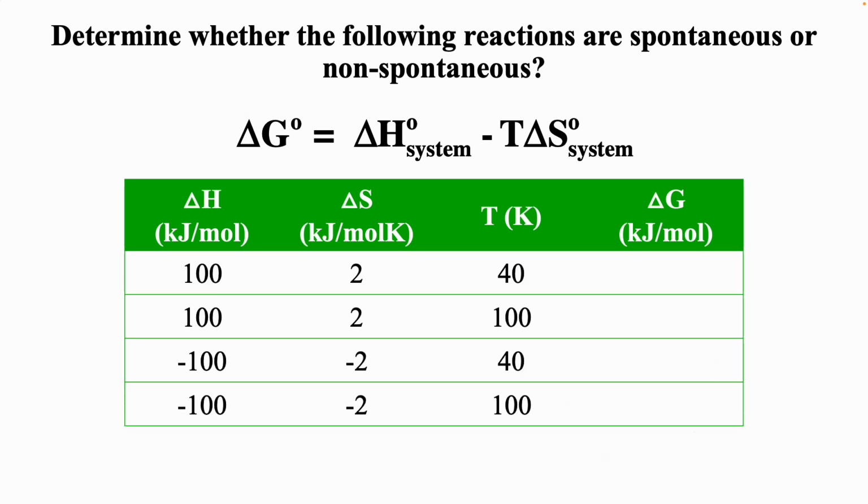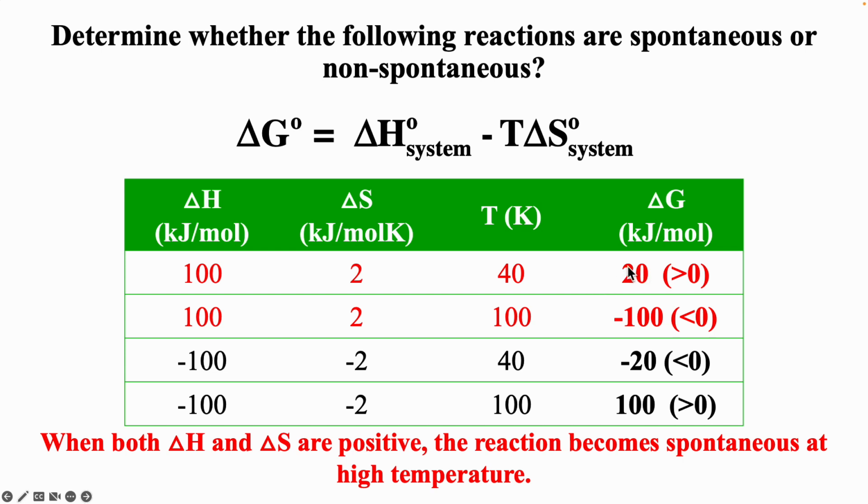Now here we got delta H is positive, delta S is positive. And so whenever delta H and delta S have the same sign, whether or not the reaction is spontaneous depends on temperature. And so we got 100 for delta H, we got 2 for delta S, but 2 times 40 gives us 80, so 100 minus 80 gives us 20, and that would be a non-spontaneous process.